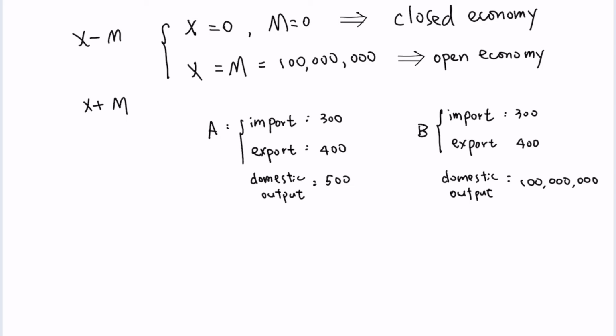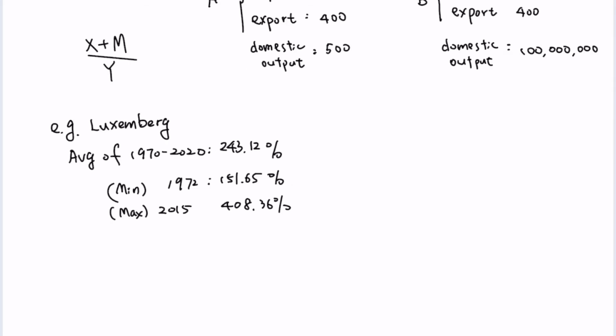Therefore, we claim that a better measurement for openness is the sum of the export and the import divided by the total output. So the openness degree of an economy based on this measurement can be more than 200%, and it can also be less than 30%. So now let's take a look at some examples.